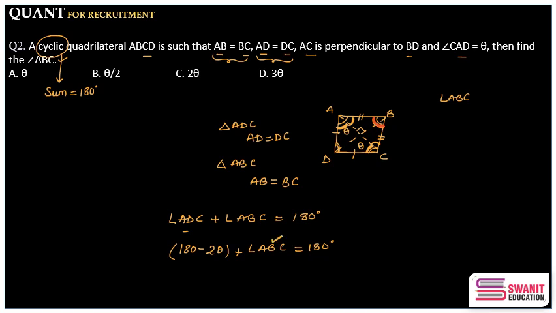So by rearranging the values I can find that out. Angle ABC is equal to 180 minus 180 plus twice of theta, which comes out to be twice of theta as the answer, and that's my option number C.